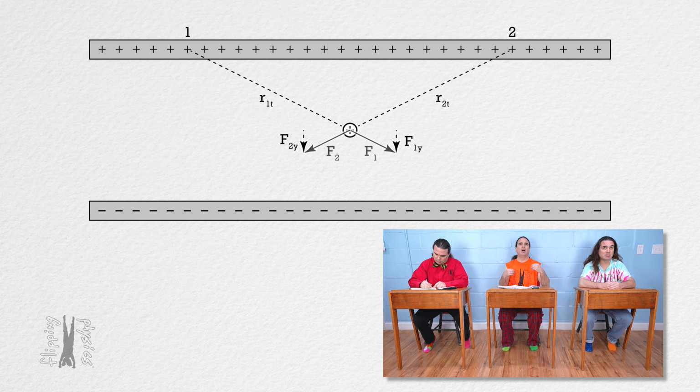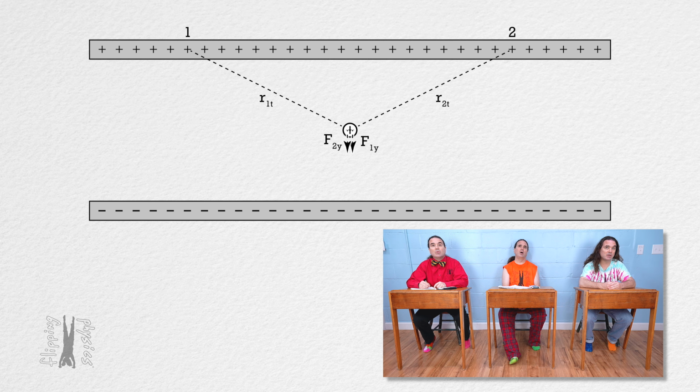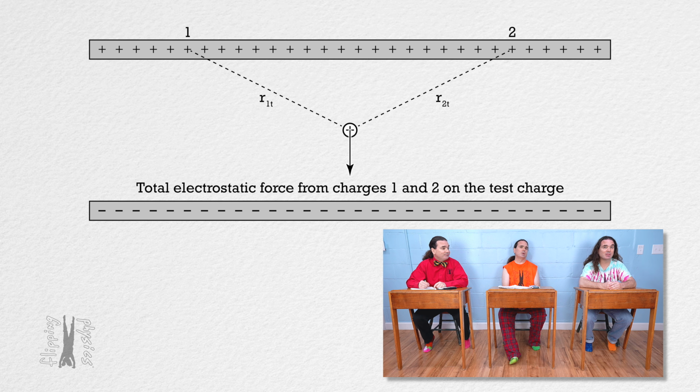So the total electrostatic force from both charge 1 and charge 2 on the test charge has no component in the x direction. Both components of force 1 and force 2 in the y direction are directed toward the negative plate. So those are in the same direction and equal in magnitude. That means the total electrostatic force from charge 1 and charge 2 on the test charge is directed in the negative y direction straight toward the negative plate. That makes sense, but how do we know both electrostatic forces are equal in magnitude?